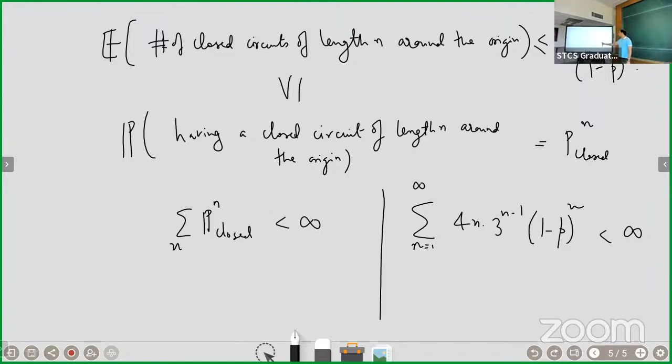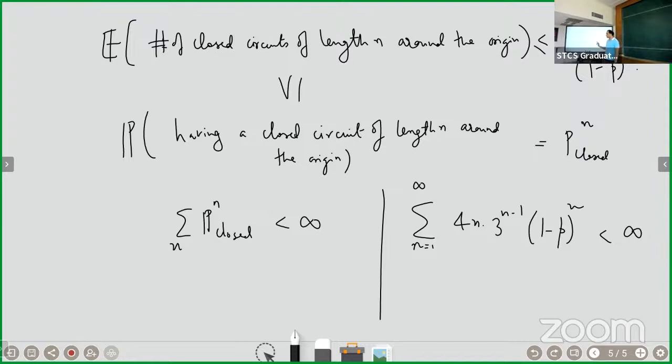That's not too hard. This is increasing as 3 to the power n minus 2. You can possibly say 3 to the power n in the worst case. And then this is 1 minus p to the power n. So what's your expectation? Two-thirds. So for p greater than two-thirds, this should actually converge.